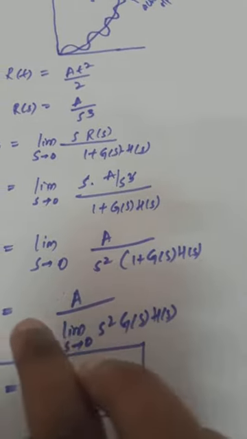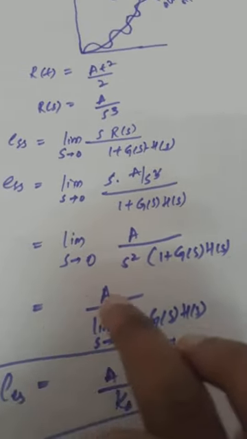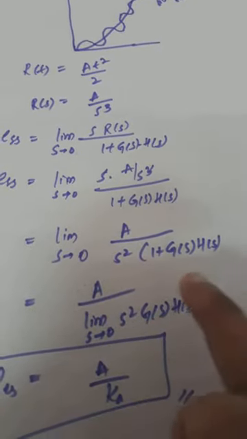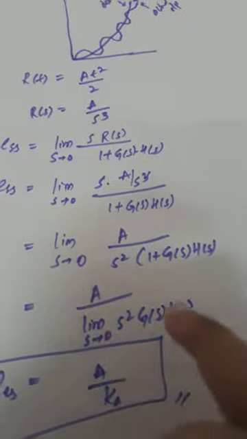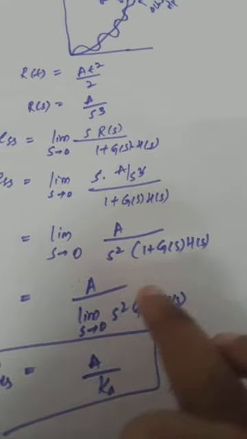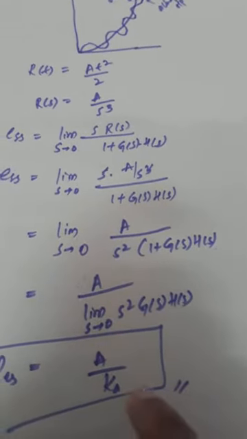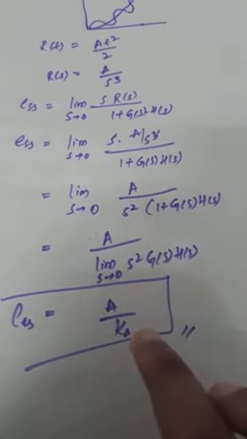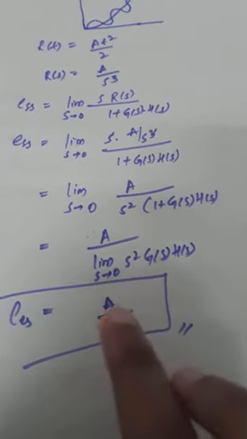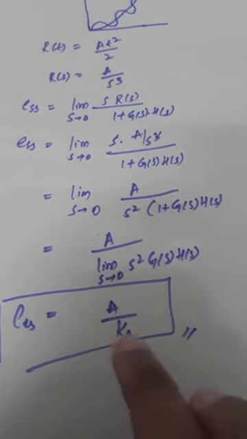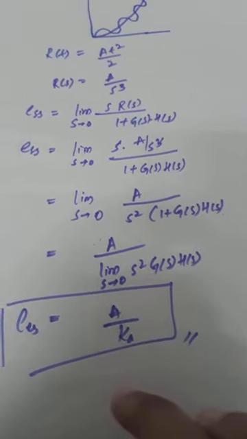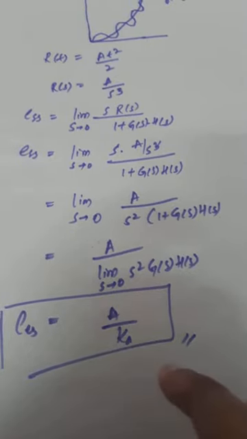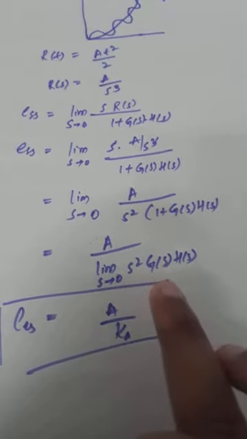Next we can write ESS is equal to A divided by limit S tends to 0 of S square G of S into H of S, and this is replaced by the acceleration constant Ka. That means ESS is equal to A divided by Ka. Hence Ka is equal to limit S tends to 0 of S square G of S into H of S.